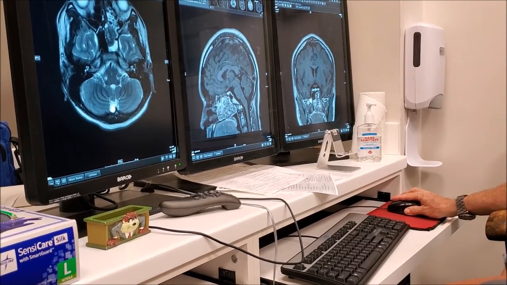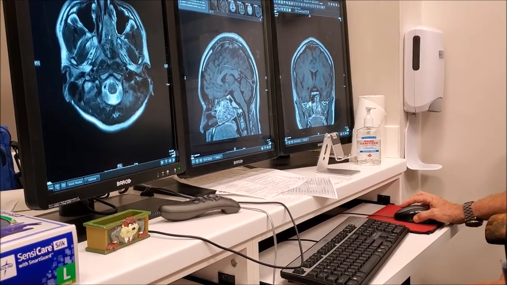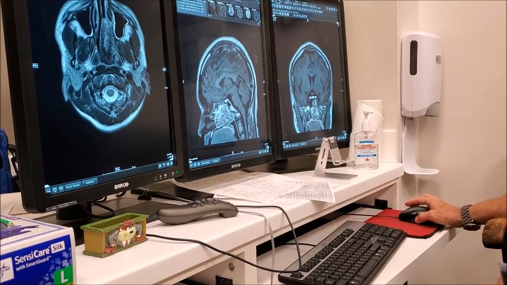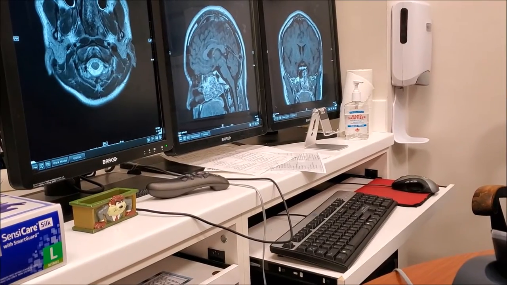Let me just see more anterior. Okay, you see this doesn't look so bad. You can see, based on that, we know it's extending all the way to the base of the skull, right? Yes. So now I'm going to do my angiogram.